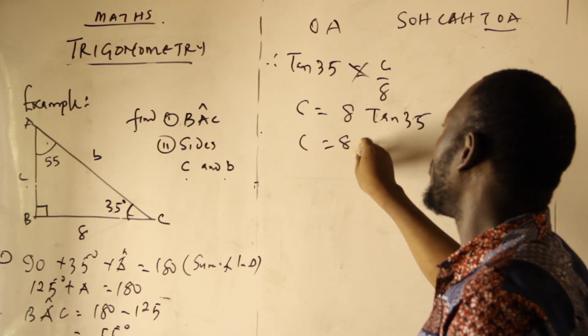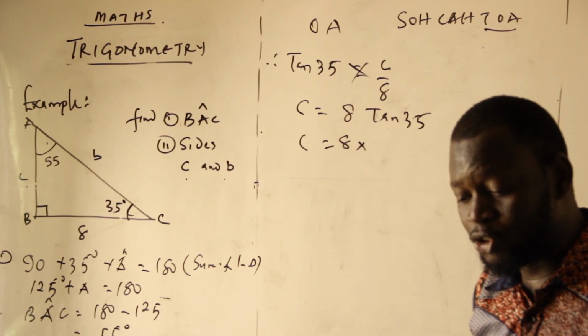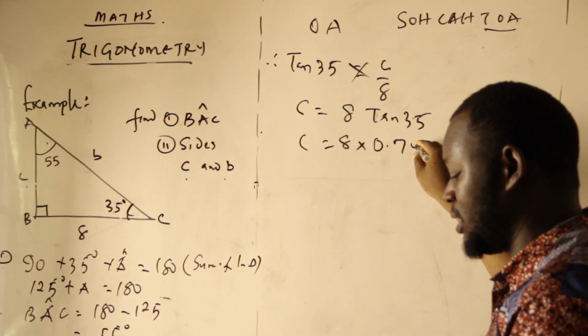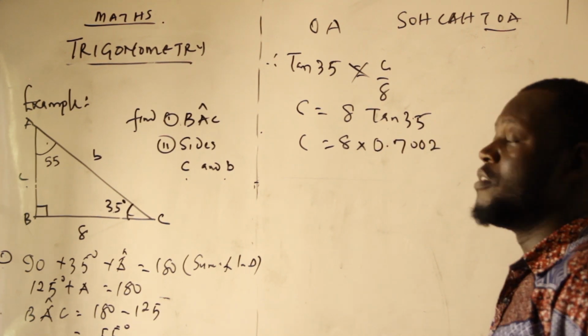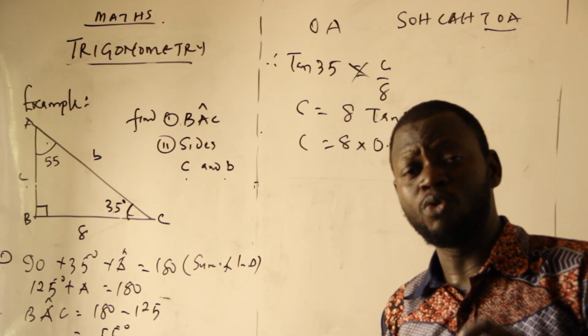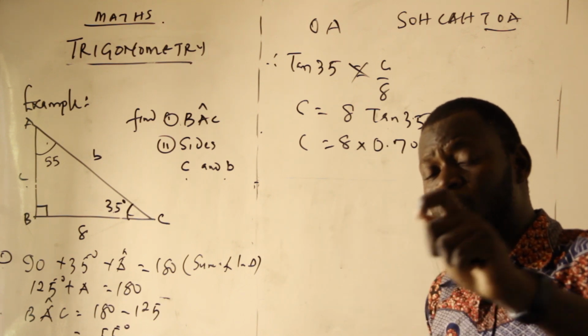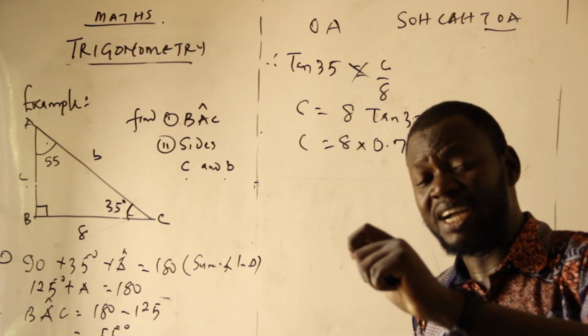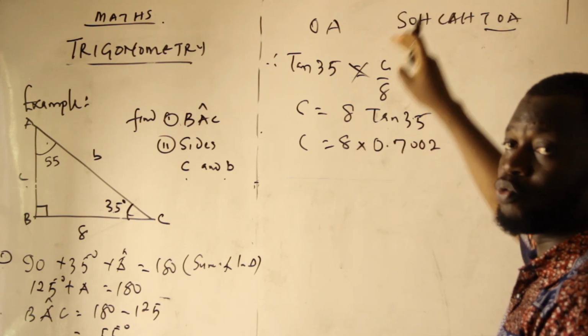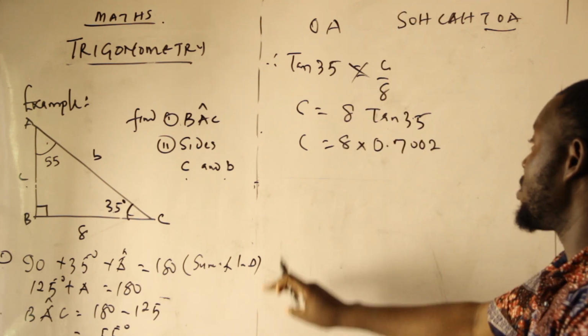From your four-figure table or your calculator, tan 35 degrees is 0.7002. You can check through your four-figure table. When you are checking your four-figure table, look for tangent of an angle, because you have a lot of tangents there, including the logarithm of a tangent. Look for tangent of an angle, and you check 35. You go through 35 from your side, then 35 under 0.